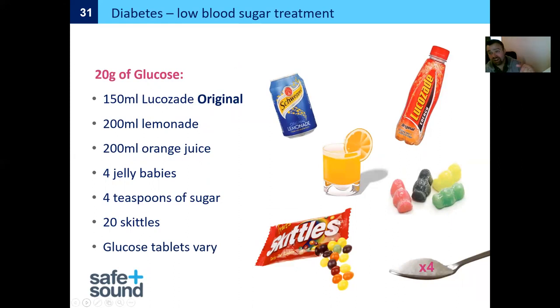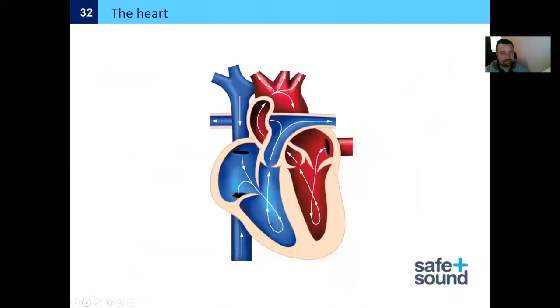Equally, we know at that point we should be doing our glucose tests if we're in a nursing situation, recording that, and then following the care plan on giving insulin, depending upon what the care plan says.